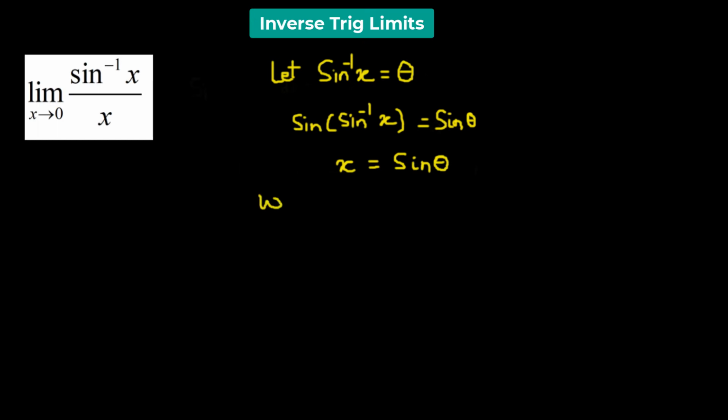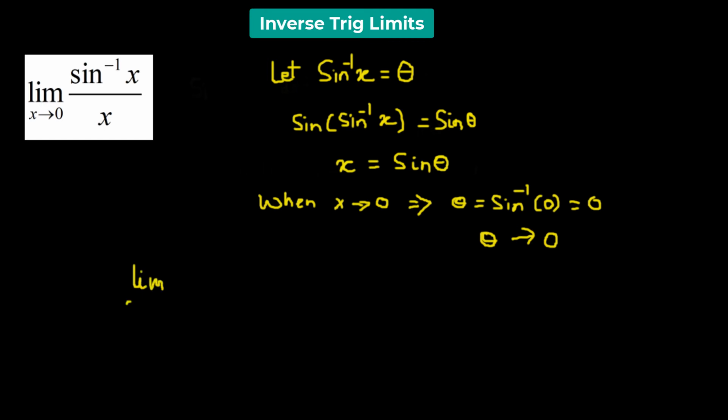So when x approaches 0, that would mean that theta will be equal to sine inverse of 0. Now sine inverse of 0 is also 0, so we say that theta is also going to approach 0. So now our limit will become limit theta approaching 0. So sine inverse of x will be replaced by theta, and x will be equal to sine theta.